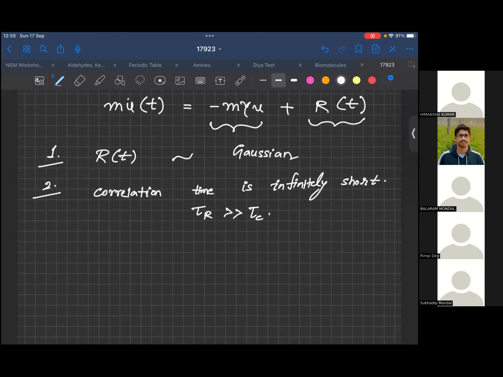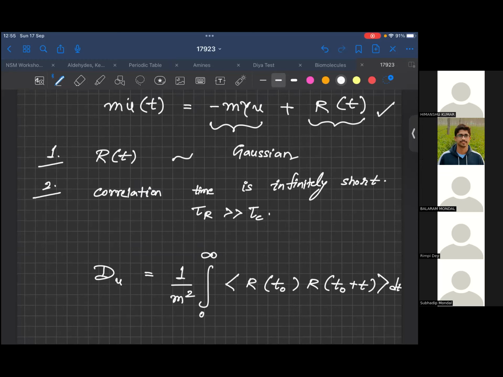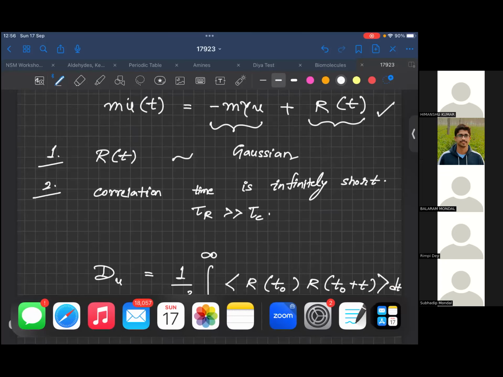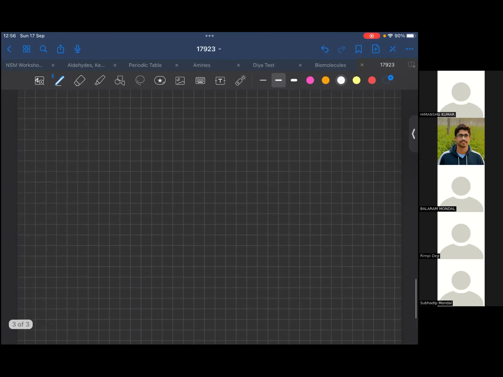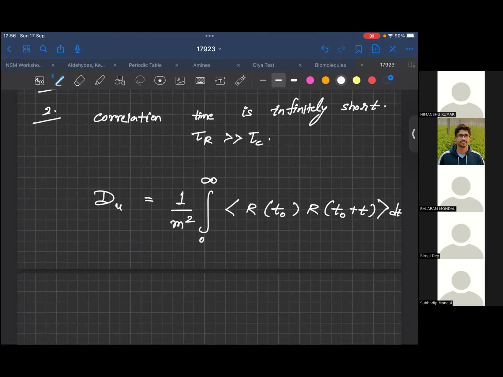From this equation, the diffusion constant is given by m square... So here we can see that the random force, like the previous expression where the mobility was given by the velocity correlation, here the diffusion coefficient is given by the autocorrelation of this random force.